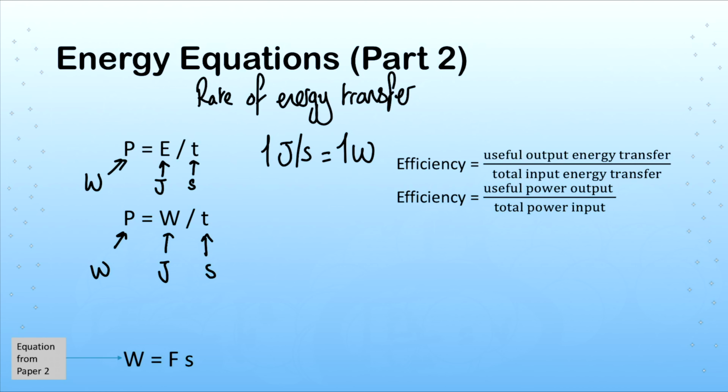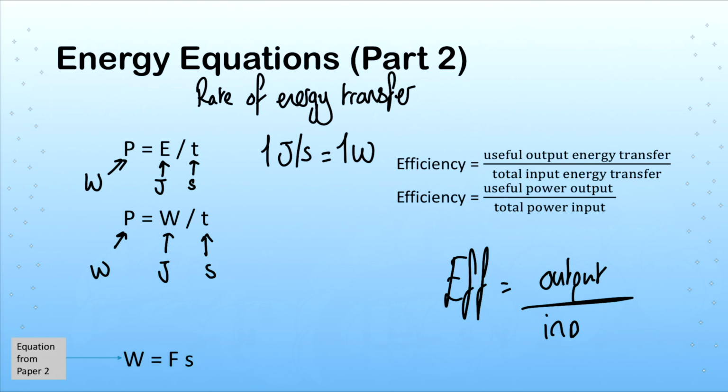Efficiency, however, is how well an appliance or something will use either energy or power. You've got 2 equations there from the specification. One is a useful output energy transfer divided by total energy transfer in, and we've got the efficiency being the useful power output divided by total power input. Really, I would summarize those as efficiency equals the output divided by its input.